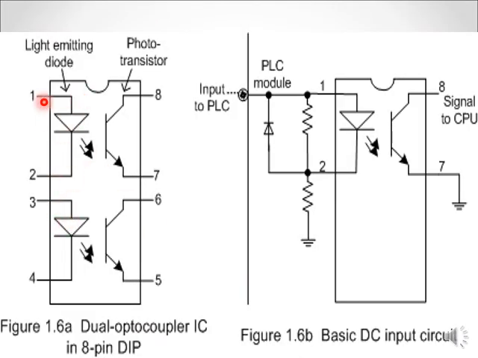So this is called an opto-isolator. This is also an opto-isolator. You can see how the opto-isolator allows the input to be connected through the PLC module. So this is the isolated unit inside it. If anything happens, this LED will be burned, so this side of the circuit will still be saved.